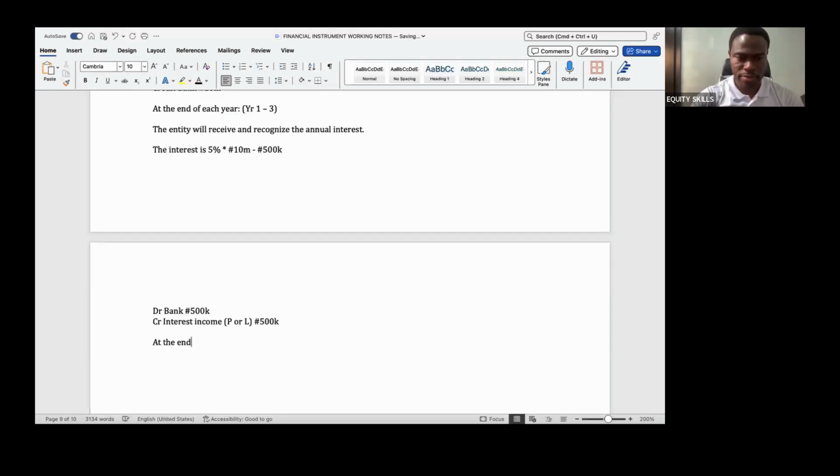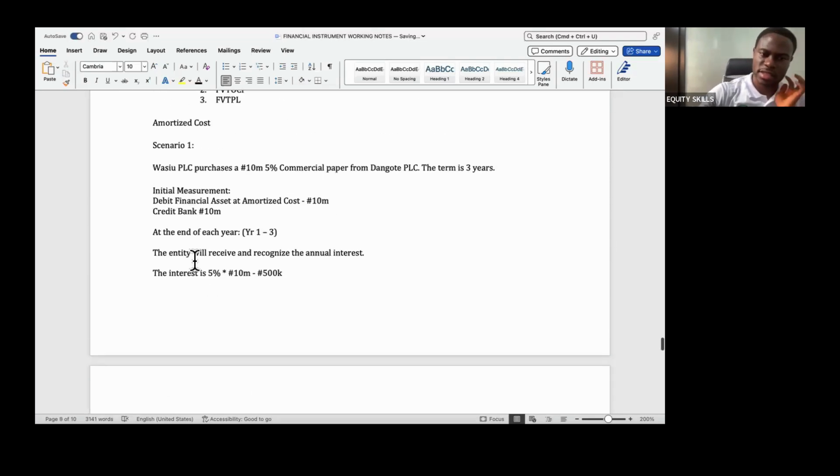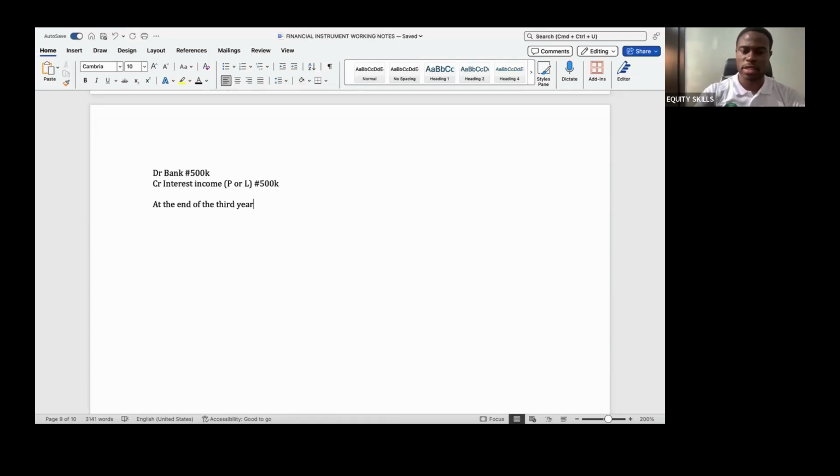And at the end of the third year, don't forget that your financial assets in your books is 10 million, your investment. So this 10 million remains your 10 million. Balance carry forward. You are carrying it forward. So it's still there. They will pay you your principal. So you collect how much? Your 10 million naira back.